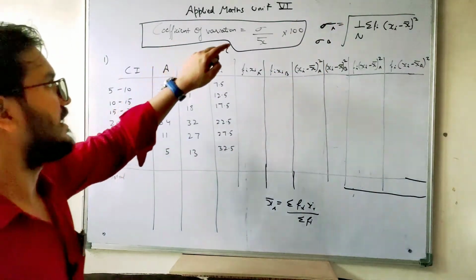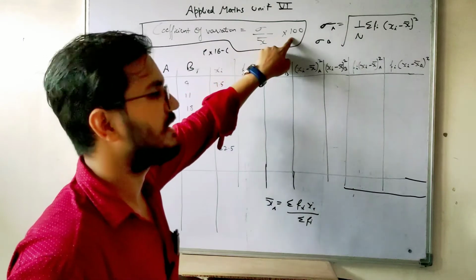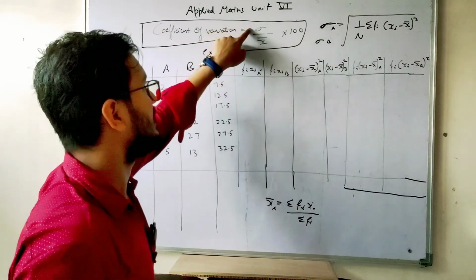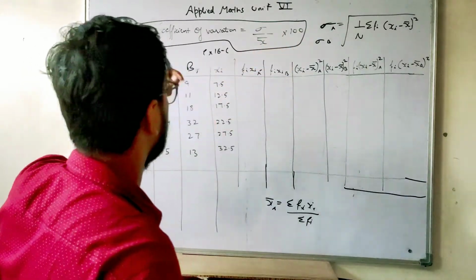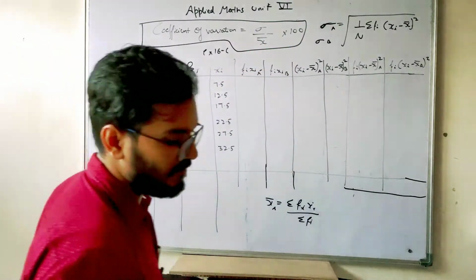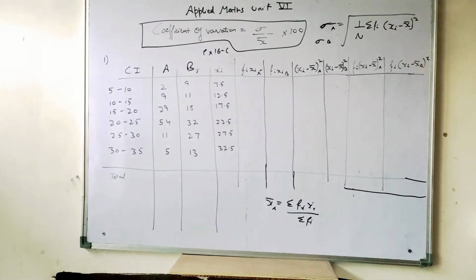Then put the standard deviation for A and the mean for A in this formula, multiplied by 100. Then the standard deviation for B and the mean for B in this formula, multiplied by 100. Whichever coefficient of variation is smaller will be more uniform. So in this way you have to perform all these steps, get the answer and let me know which one has more uniform pressure.